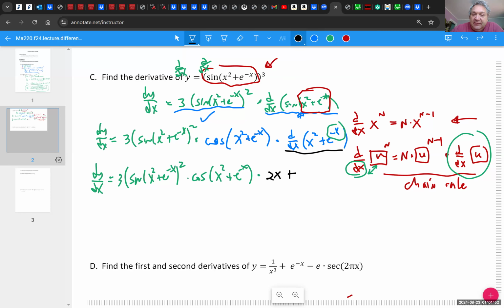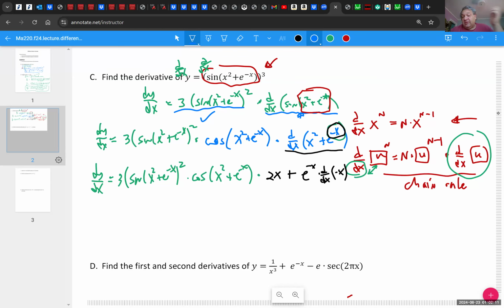E to the stuff times the derivative of the stuff. In this case, the stuff is the thing that we've replaced x by, which is just negative x.